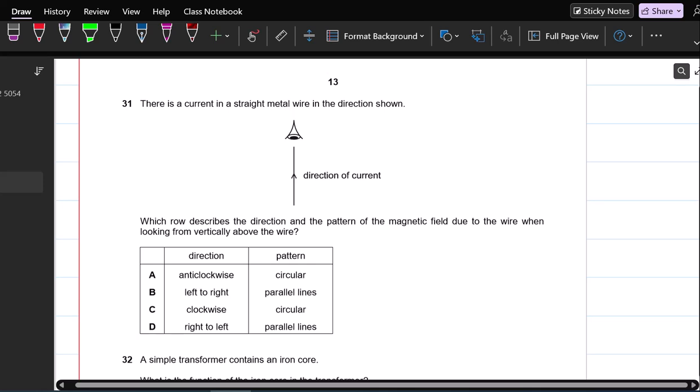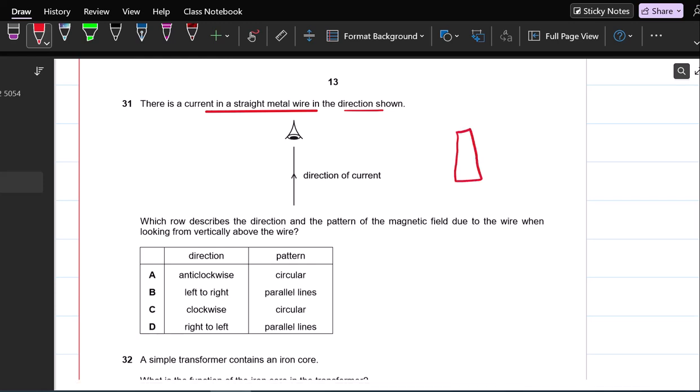Question 31, there is a current in a straight metal wire in the direction shown. Okay, so we have a wire, or you can say conductor, current flowing in the upward direction. Which row describes the direction and the pattern of magnetic field due to the wire when looking from vertically above the wire? So you have to use here the right hand grip rule.